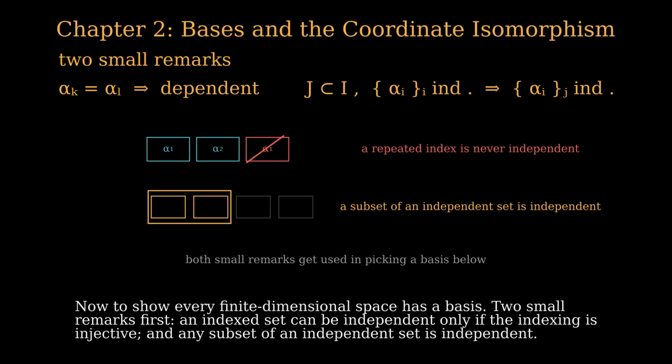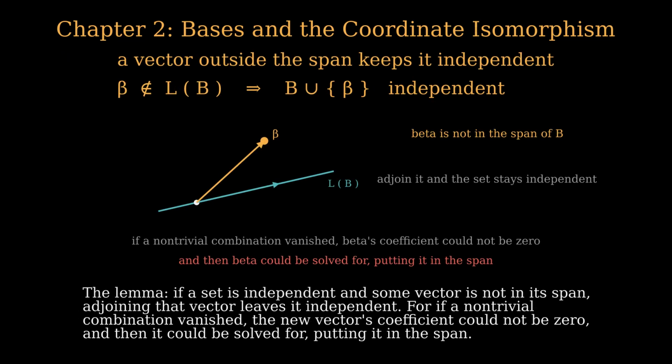Now to show every finite-dimensional space has a basis. Two small remarks first. An index set can be independent only if the indexing is injective, and any subset of an independent set is independent. The lemma: if a set is independent and some vector is not in its span, adjoining that vector leaves it independent. For if a non-trivial combination vanished, the new vector's coefficient could not be 0, and then it could be solved for, putting it in the span.